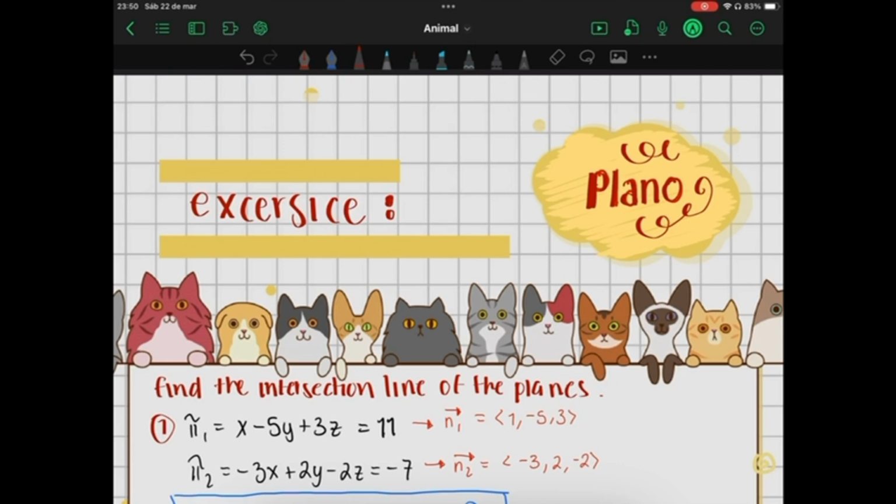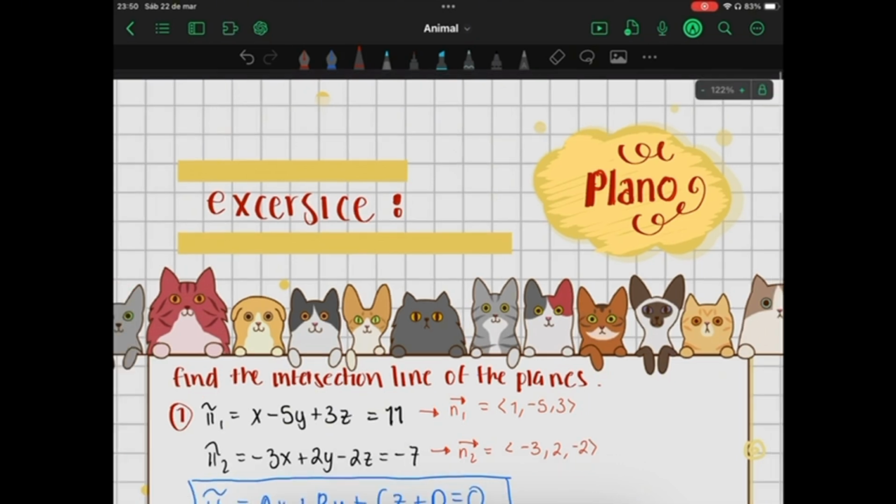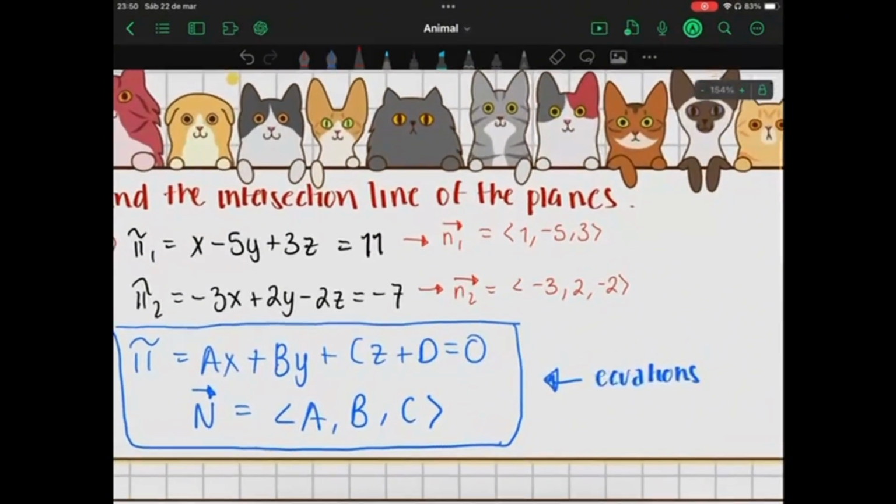In number 1, they give us 2 equations that find the vectors in the plane. So in these equations, we can find the vector for the numbers that combines the letters.